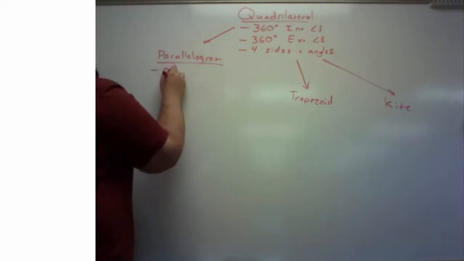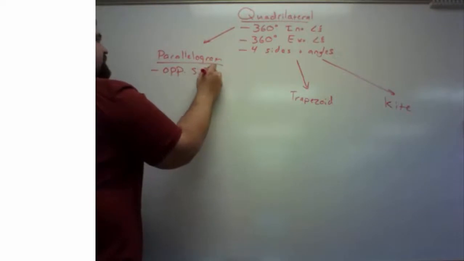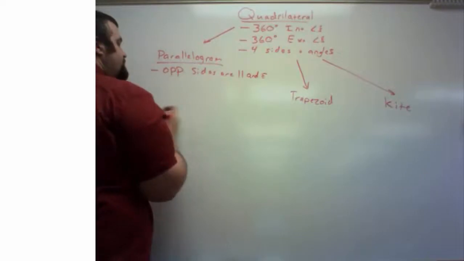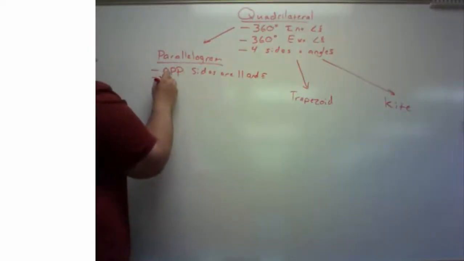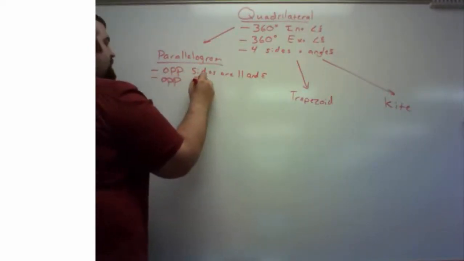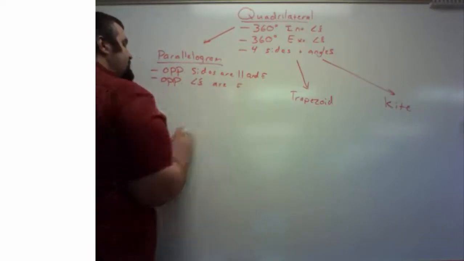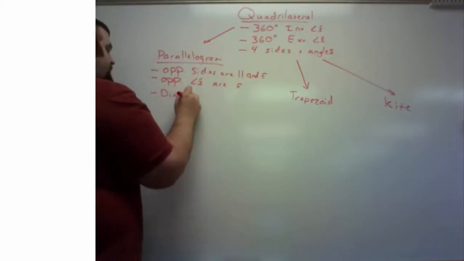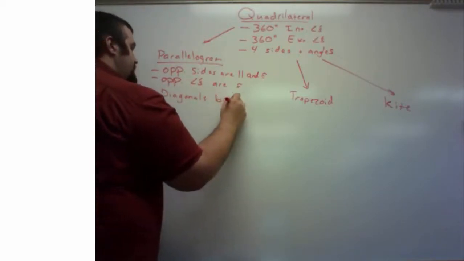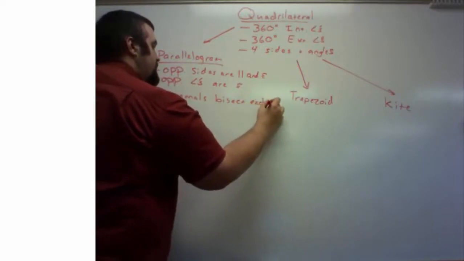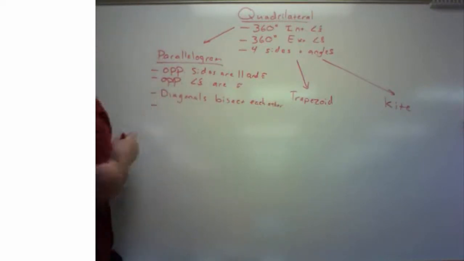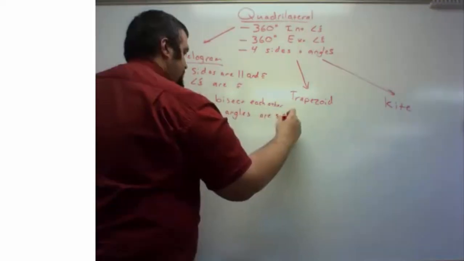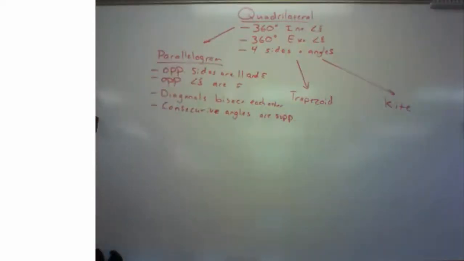And what I know to be true about a parallelogram, any parallelogram, is this: that opposite sides are both parallel and congruent. I know opposite angles are congruent. I know that diagonals bisect each other. And I know consecutive angles are supplementary. Whew, that's a lot of writing for the arm.